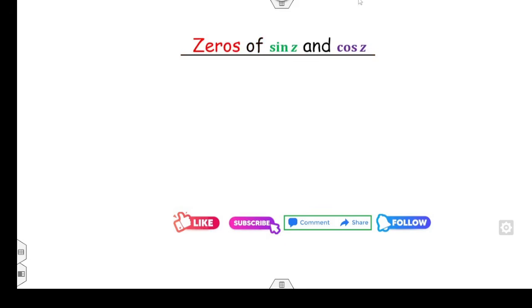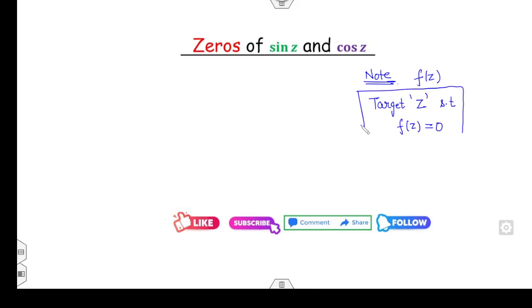Next one is the zeros. What is the definition of a zero? Zero means a zero of the function f(z). So our target is to find the value of z such that f of z is 0. That's the meaning of the zeros of the functions.